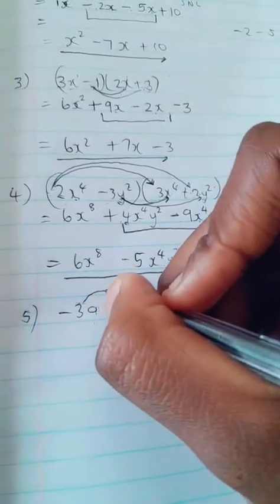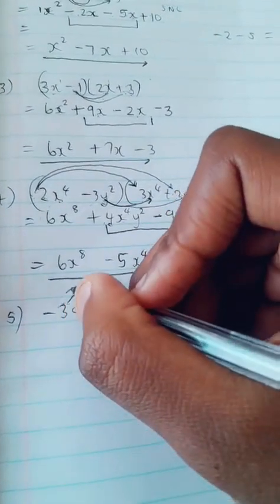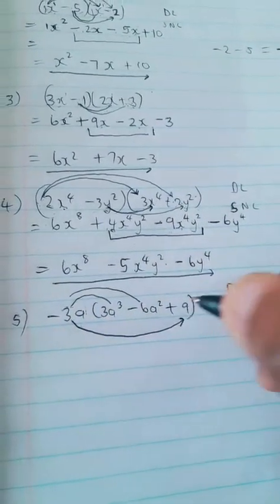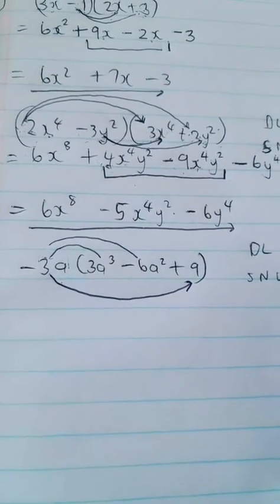Distribute negative 3a to 3a cubed. Distribute negative 3a to 6a. Distribute negative 3a to 9. All 3 terms using sign, number, letter.